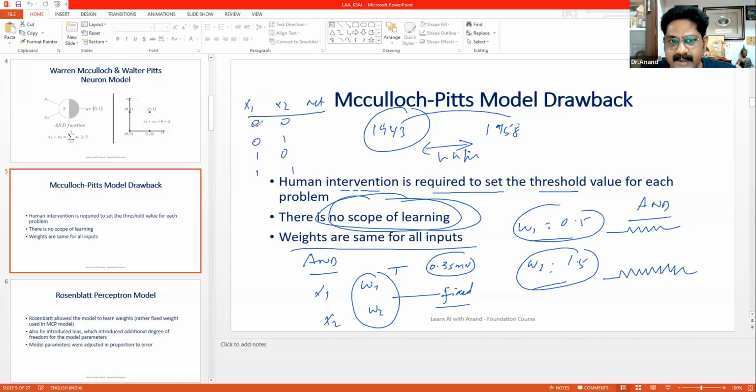First, when I plug in the first value, what will happen? 0, 0. 0 times 0.5, 0 times 1.5. What is my net value? 0, isn't it? Next, I present 0, 1. 0 times 0.5, 1 times 1.5. What is the net value? I get 1.5.